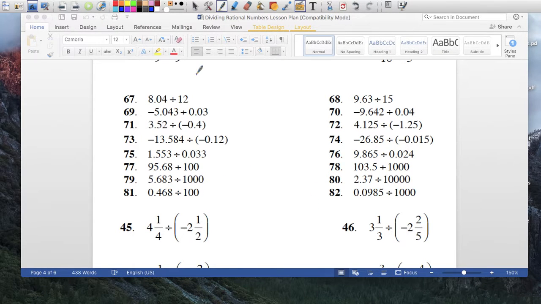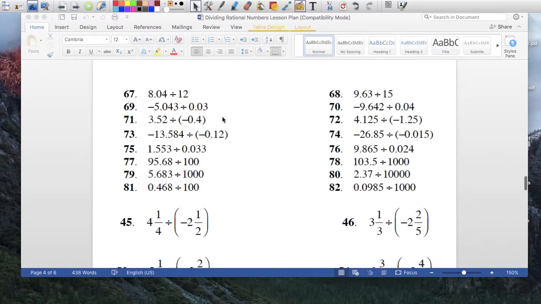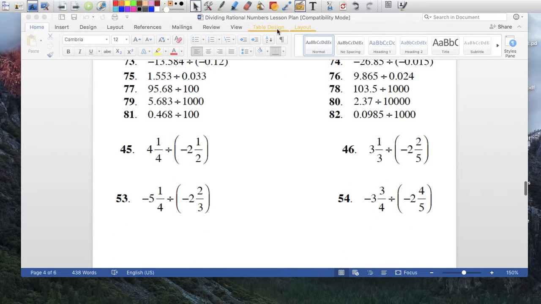Okay, so you have time. I'm going to do one quick last one. Let me pick 53. Let me change these two to improper fractions. Times and plus. 5 times 4 is 20, plus 1, 21 over 4 negative, divided by 2 times 3 is 6, plus 2 is 8 over 3. Do not simplify yet. So it's 21 over 4 times 3 over 8.